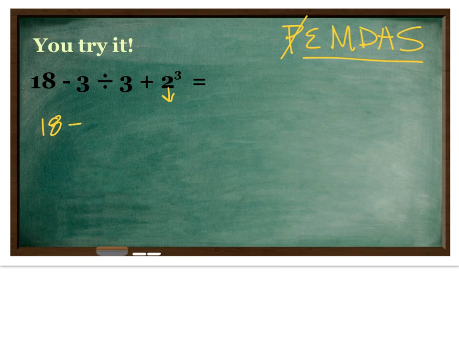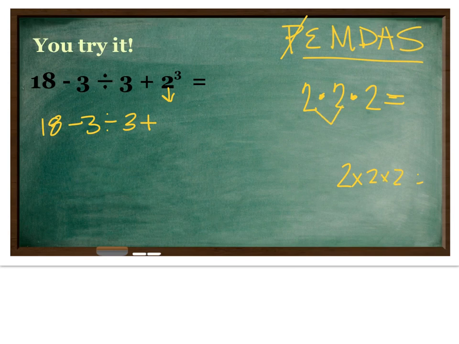So you say 18 minus 3 divided by 3 plus, then I have to figure out what is 2 to the third power or 2 cubed. Well, we talked about that in class. So exponents, they are repeated multiplication. So I have 2 times 2 times 2. Remember that dot means to multiply, but you can always write it like this if you want to. But anyway, 2 times 2 is 4. And then 4 times 2 is 8. So 2 to the third power or 2 cubed equals 8.